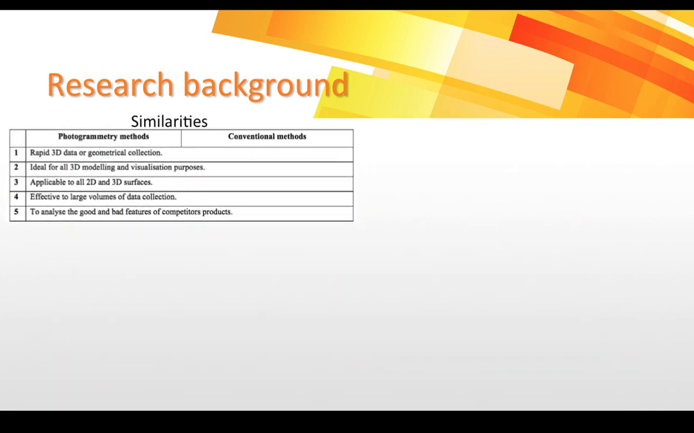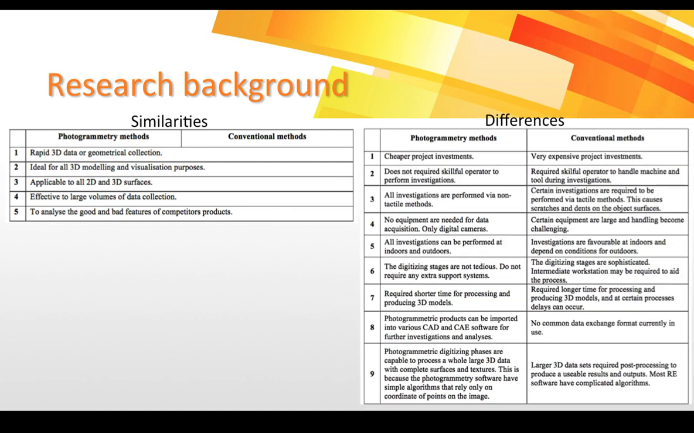The similarity between the photogrammetry and the conventional methods are they are applicable to all 2D and 3D surfaces. They are very effective to large volumes of data collection, and they are capable to analyze good and bad features of products. However, the difference between both methods are photogrammetry methods are much cheaper compared to the conventional methods, and the digitizing stages are not tedious, and photogrammetry do not require any extra supports compared to the conventional methods. Also, photogrammetry methods require shorter time for processing and produce the 3D model efficiently compared to the conventional methods.